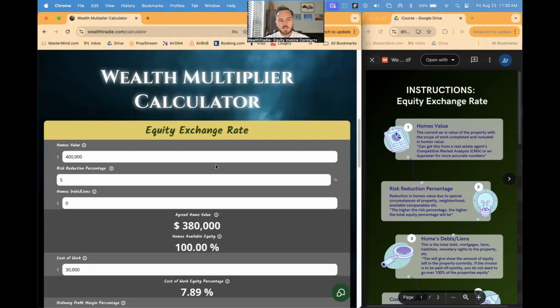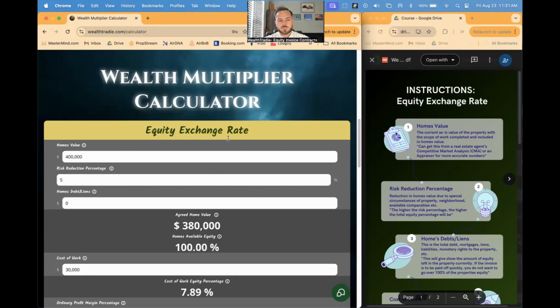So first, we're going to get into the equity exchange rate. This is going to convert your cash to the equity with all the fees and everything else included in there. So you can even pull this up with homeowners if you need to, and you can show them directly, hey, this is exactly cash to equity with the fees in there. And it'll show you the difference of, hey, this is what those fees cost.